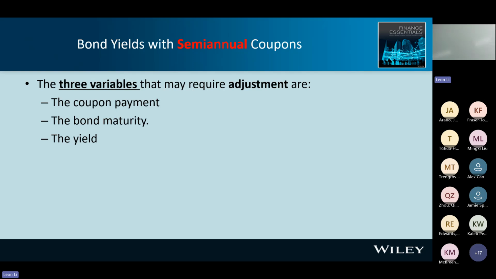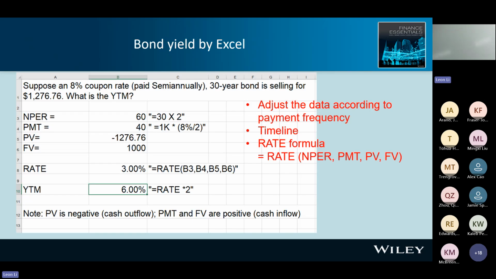Bond yield with semi-annual coupons. You need to adjust the data according to payment frequency. Three variables will need adjustment: the coupon payment, the bond maturity, and the yield. Again, I will use an example to show you how to do the adjustment and the calculation.